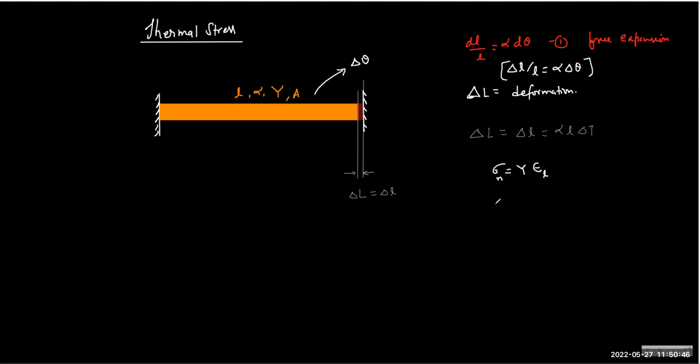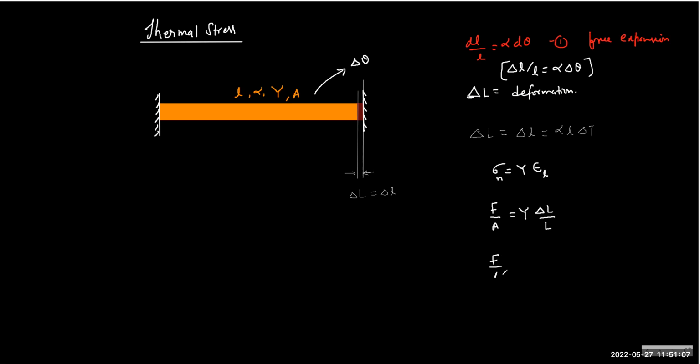And the wall will exert a force of F. Area of the cross section we have taken as A. And strain is defined as deformation length upon original length. So original length we can call it L. So first write the formula, then substitute the value.